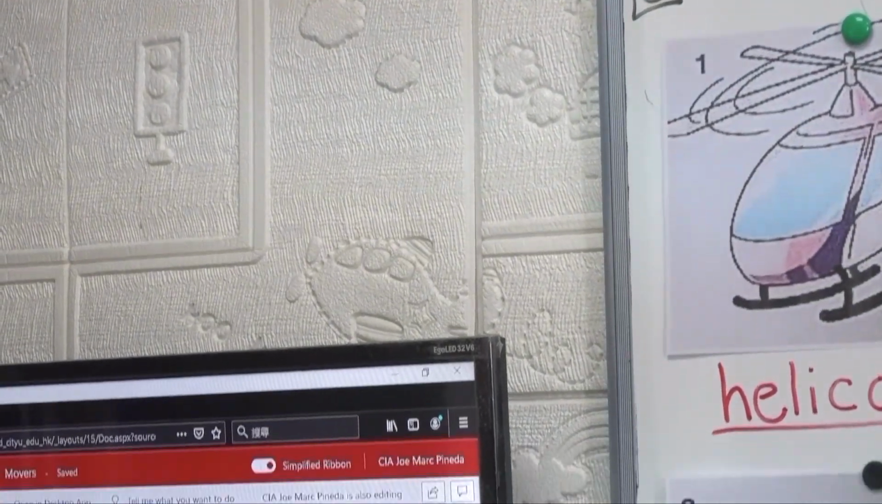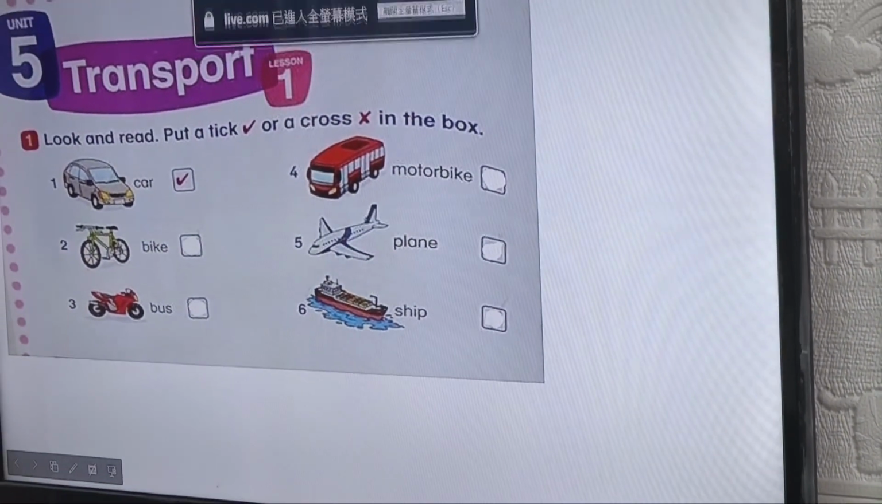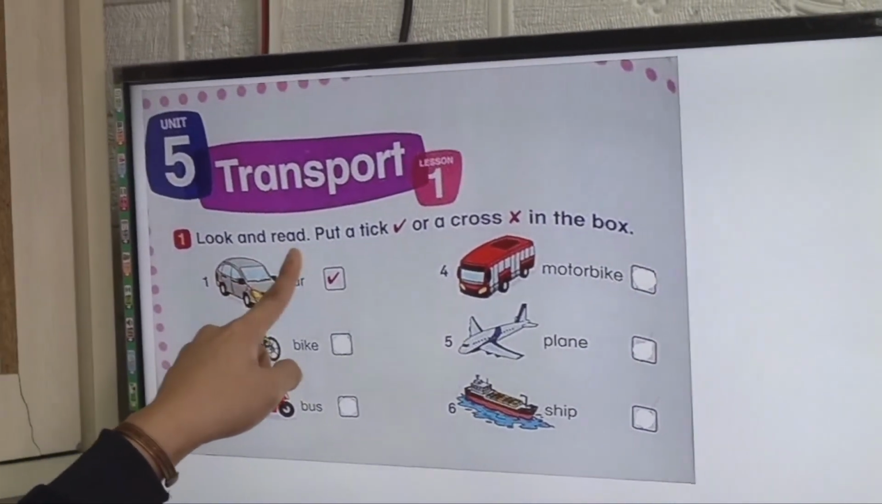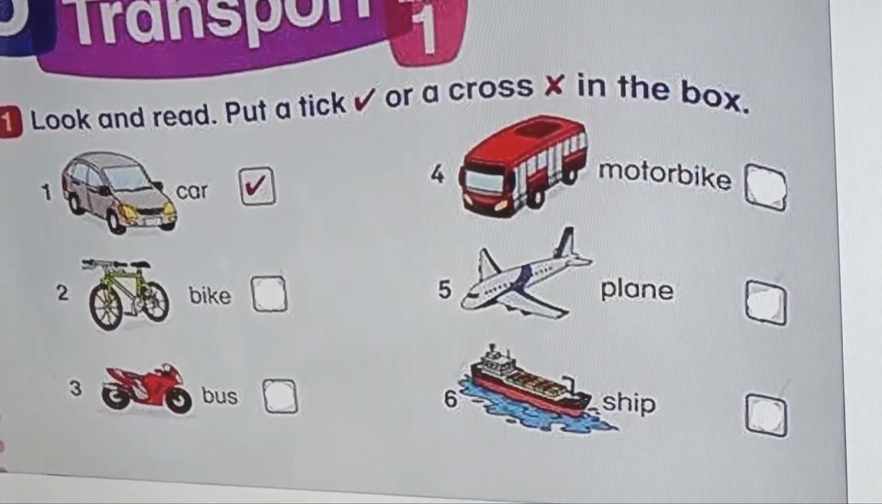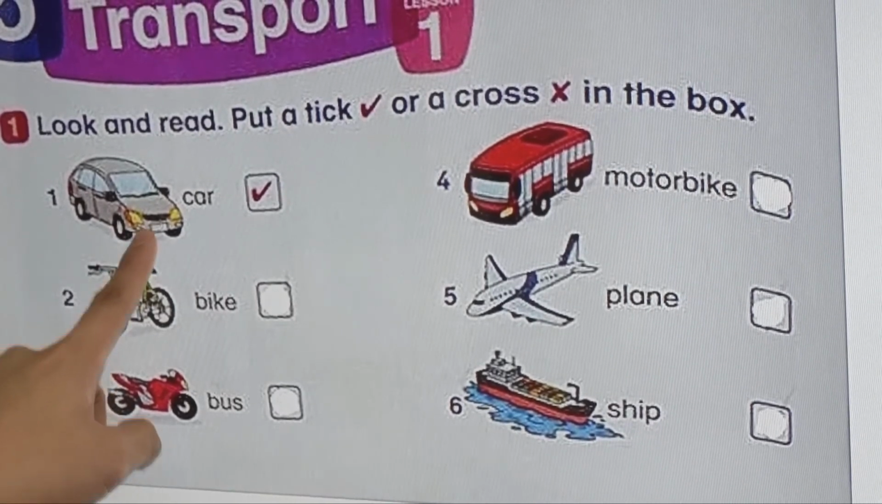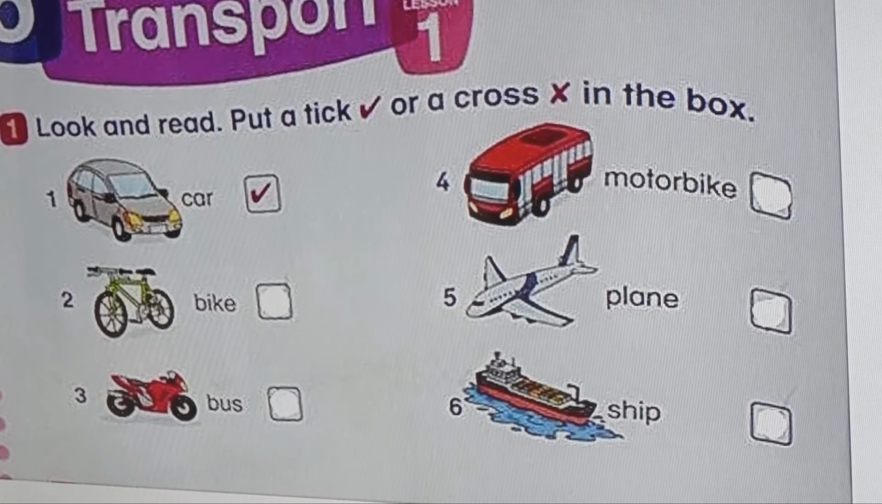Okay, let me find it. Okay, alright. Here we have part 1, okay? So let's read the instructions. Look and read. Put a tick or cross in the box. So let's look at the picture. We're looking and now we read. Car. Is it a car? Yes, that's why they put a tick for us.